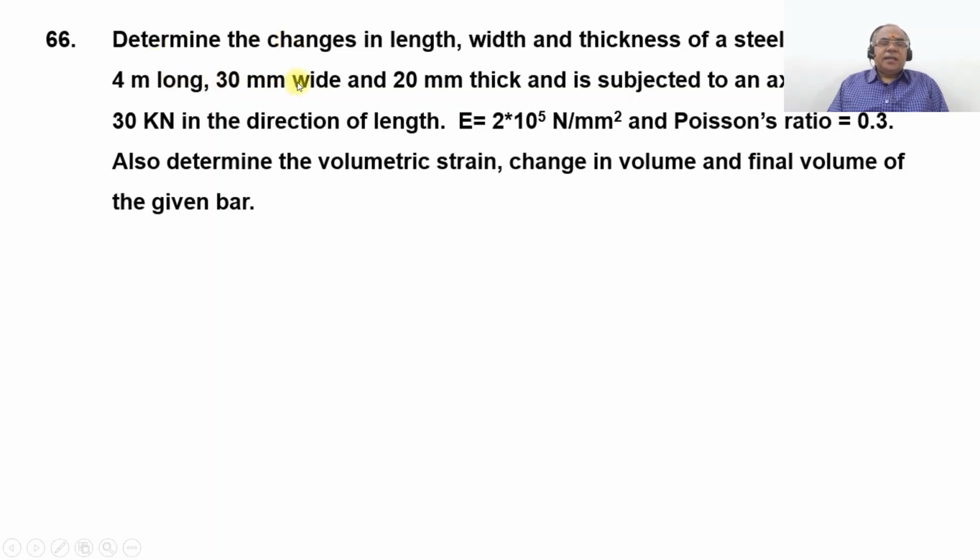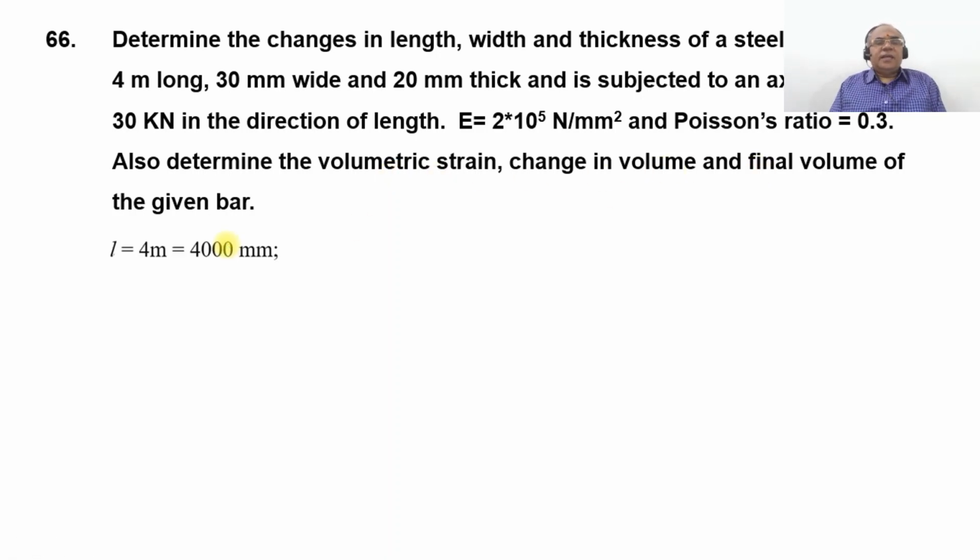Then wide is 30 mm, so B is 30 mm, and D is 20 mm thick. So axial pull is 30 kilonewton, that is 30 into 10 to the power of 3 Newton in the direction of length, that is along the x-axis. So to find out the volumetric strain, epsilon V, change in volume, delta V, and the final volume of the given bar.